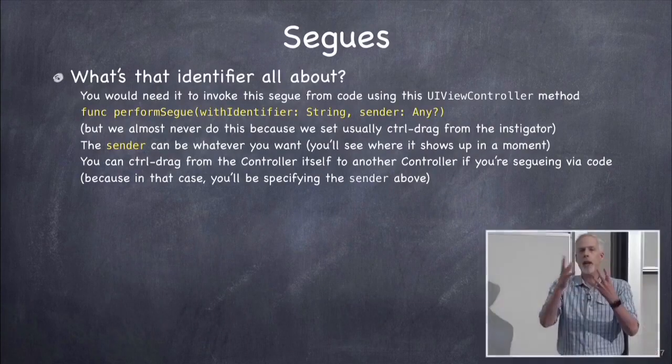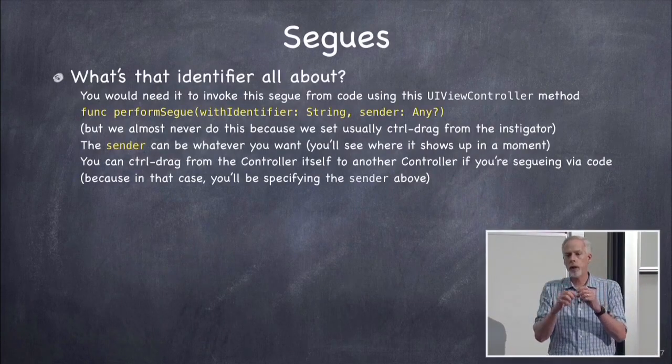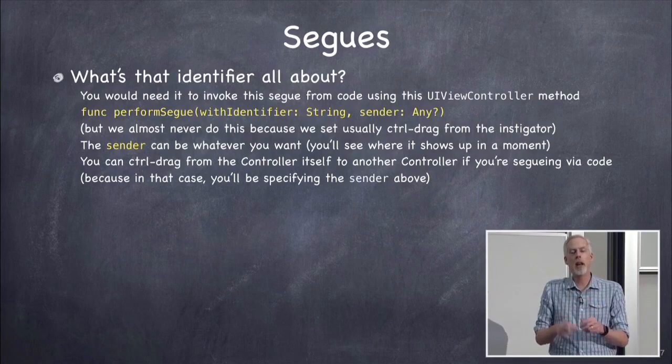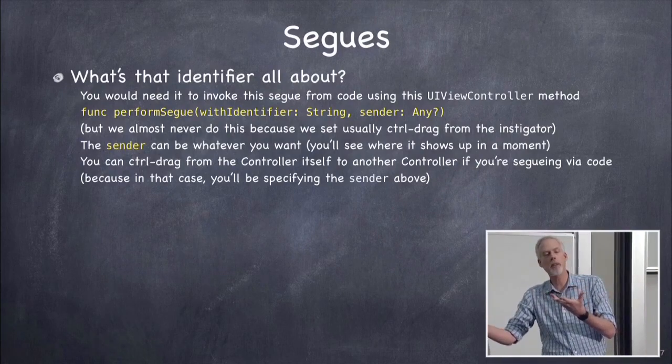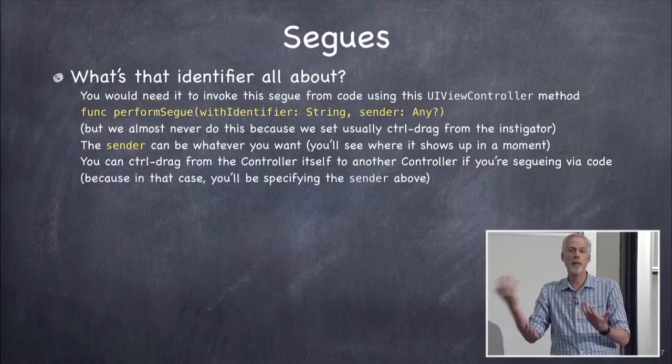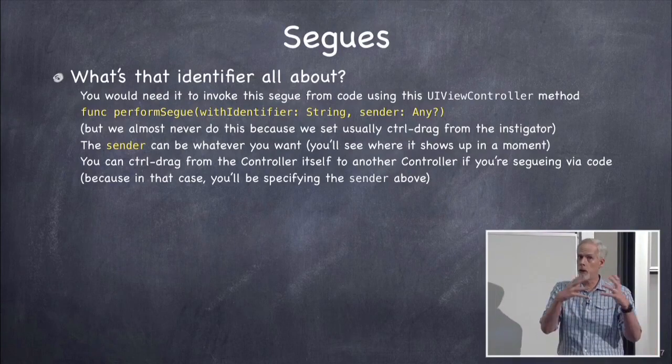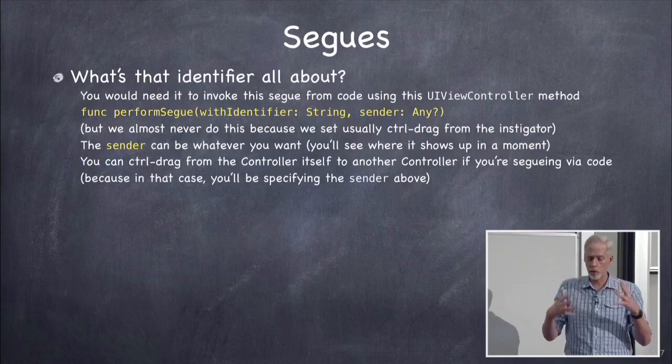And that's true for navigation controller as well. If you have a navigation controller and you have a button that causes another card to slide on, you just control drag from that button to the other MVC. And you use a show segue, and it'll just work. Has to be all embedded in a navigation controller, of course.